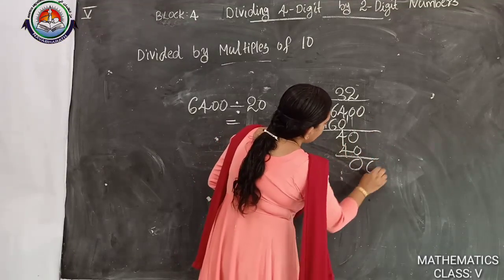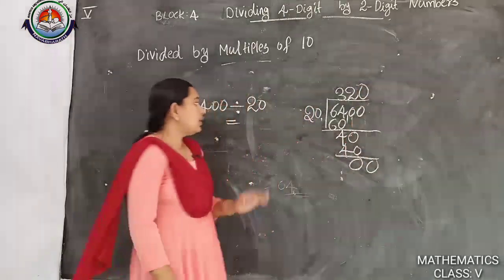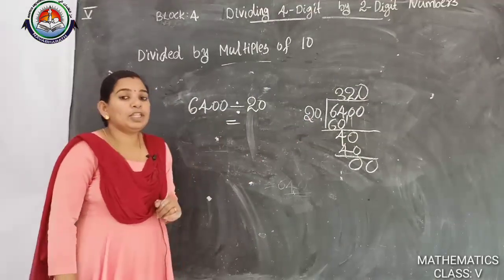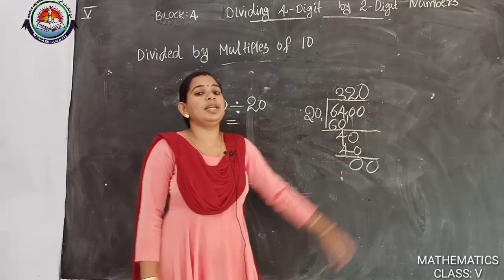Then the last 0 is remaining. So we put it here. Then 640 divided by 20 is 320.